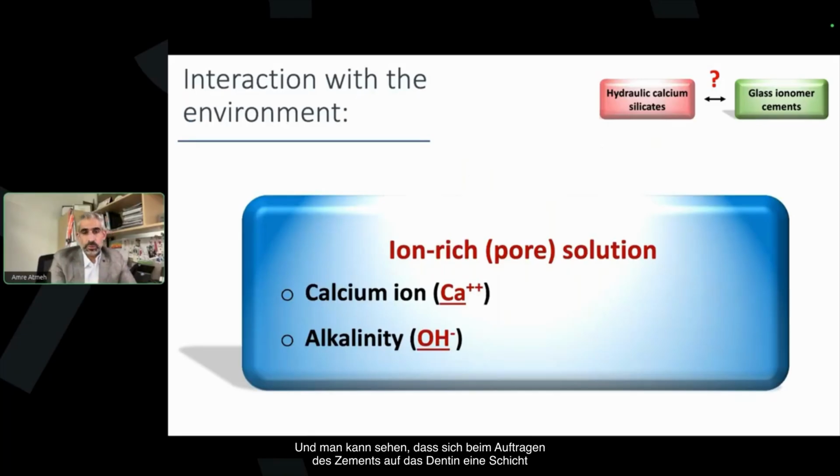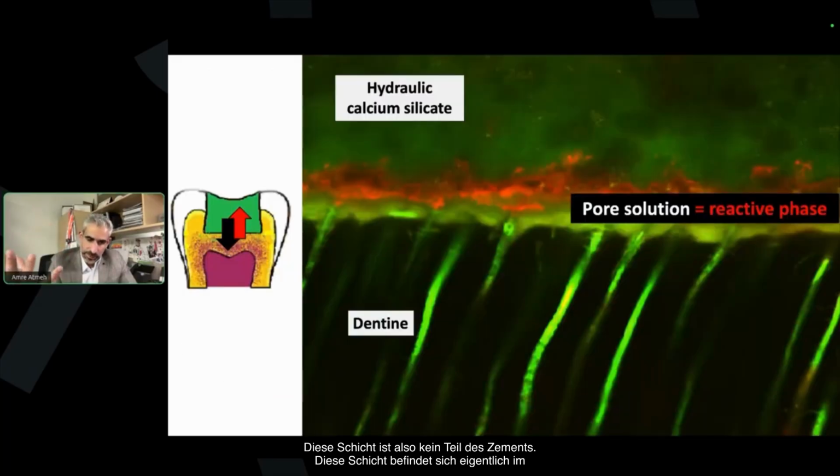So this ion-rich porous solution, as explained, contains the calcium ion and the high pH. Now keep in mind the image of the sponge filled with water, and imagine that this is placed on dentine. Here you can see an image taken of dentine at the bottom, and we have a calcium silicate cement placed on the top.